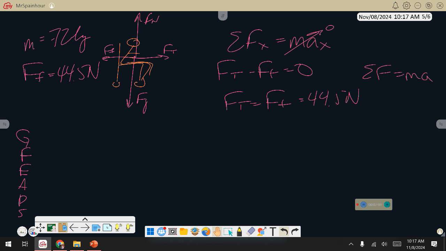Meaning if we go back up to space, and instead of pushing it with 1 newton, I push it with 9.8 newtons, guess how much it's going to accelerate? Same as before. 9.8 meters per second squared. That's what a newton is.